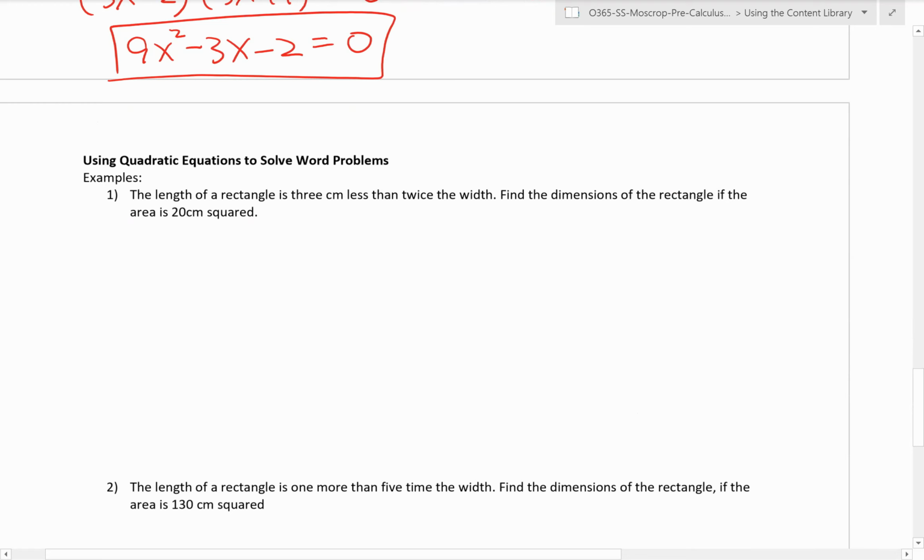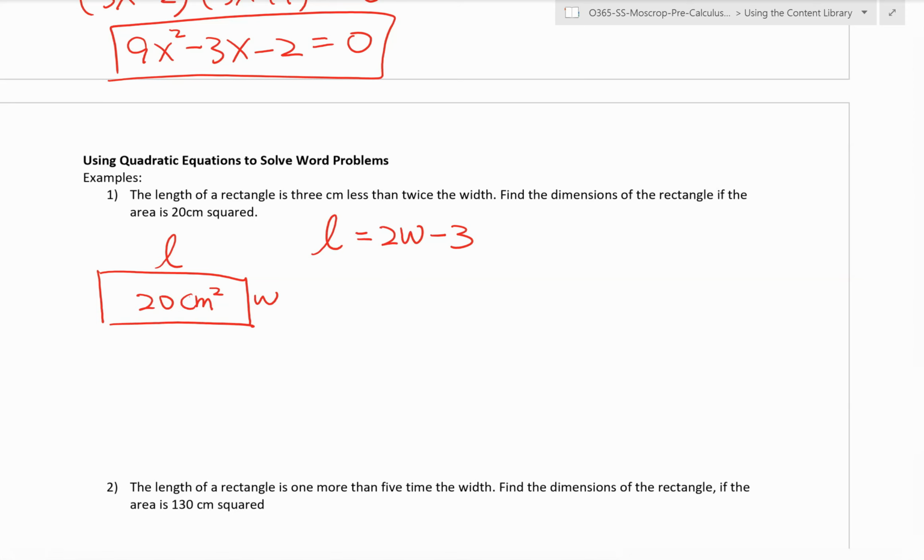It says the length of a rectangle is 3 centimeters less than twice the width. So we have length and width of a rectangle. It says find the dimensions of the rectangle if the area is 20 square centimeters. Now it says length is, and "is" means equals, 3 centimeters less than twice the width. So twice the width and 3 centimeters less than that. So length is the same thing as 2w minus 3. Hopefully that makes sense to you.